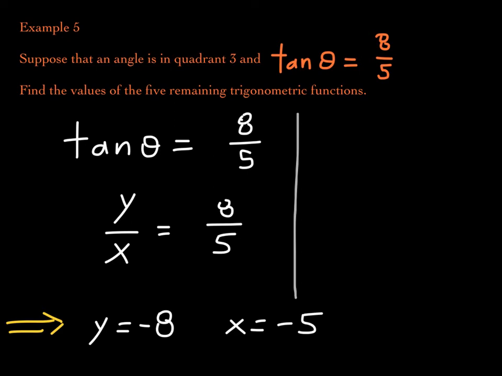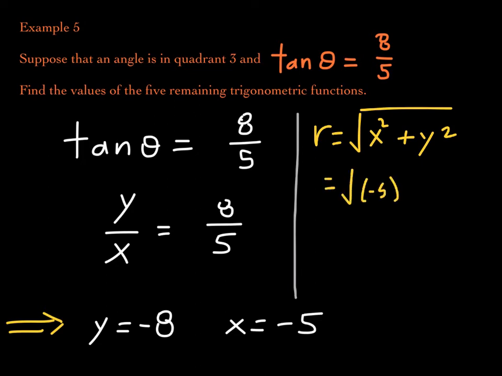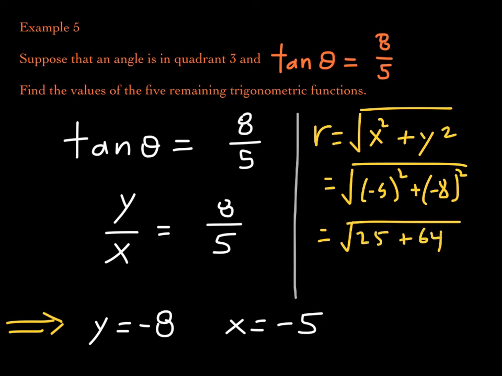Now, we're going to need to figure out what r is. Do you remember that r is equal to the square root of x squared plus y squared? So r is equal to the square root of negative 5 squared plus negative 8 squared. So it's equal to the square root of 25 plus 64, which is the square root of 89. Okay? So now that we know what x is, what y is, and what r is, we can give the values of the 5 remaining trigonometric functions.